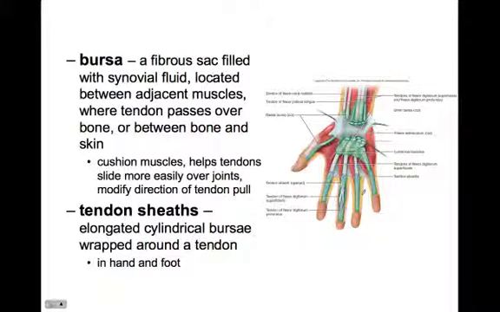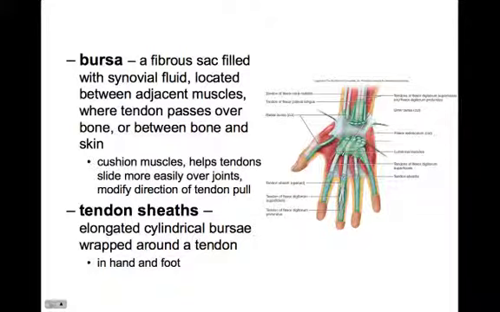Bursa are fibrous sacs that are filled with synovial fluid. They're located between adjacent muscles, or where tendons pass over a bone, or between a bone and skin. They act to cushion muscles and help tendons slide more easily over joints. And often they can actually be involved in modifying the direction of pull that a tendon has on a joint in order to make that joint more efficient.